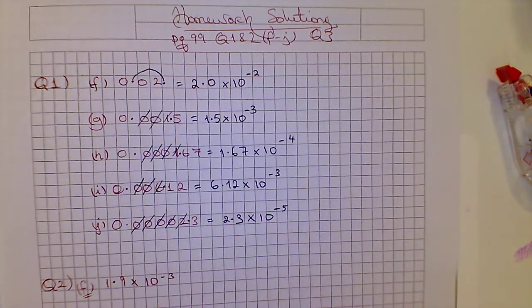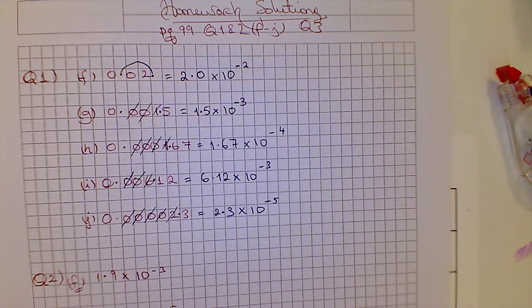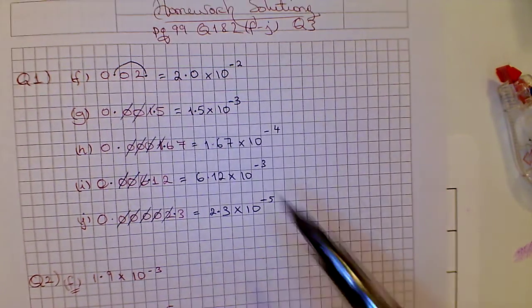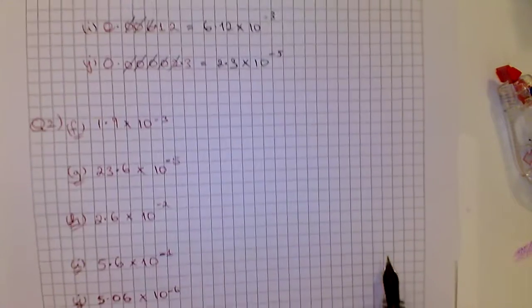Crossing them off when I do it like that, it's not that they're cancelling or anything, it's just for me to make sure that I haven't forgotten one. You don't have to do it, but it can make things a little bit easier. So that was question 1, going from the decimal to the index form, scientific notation.